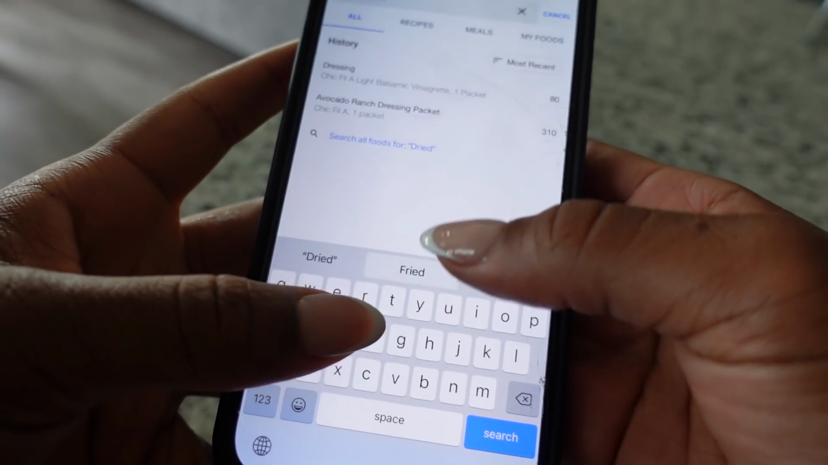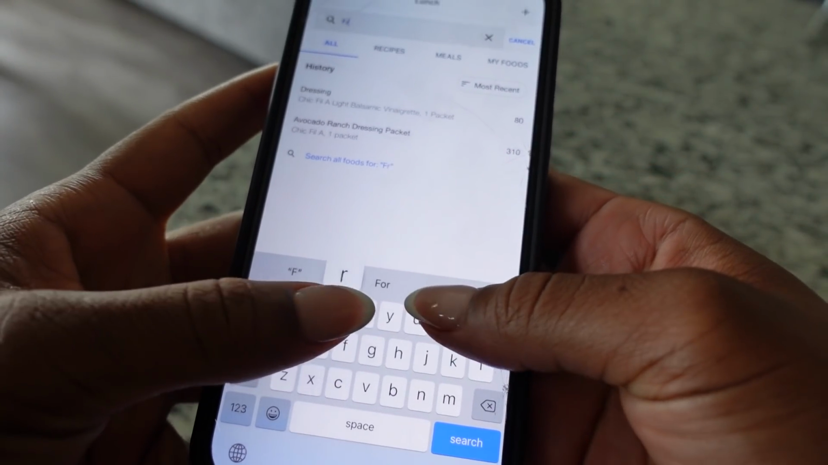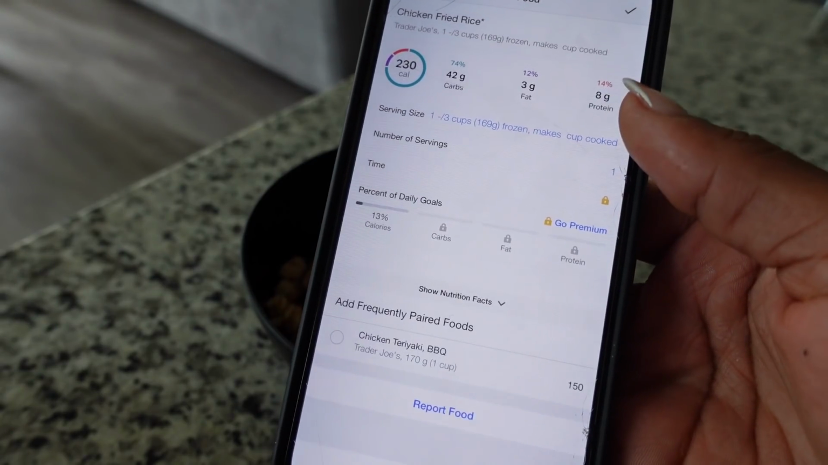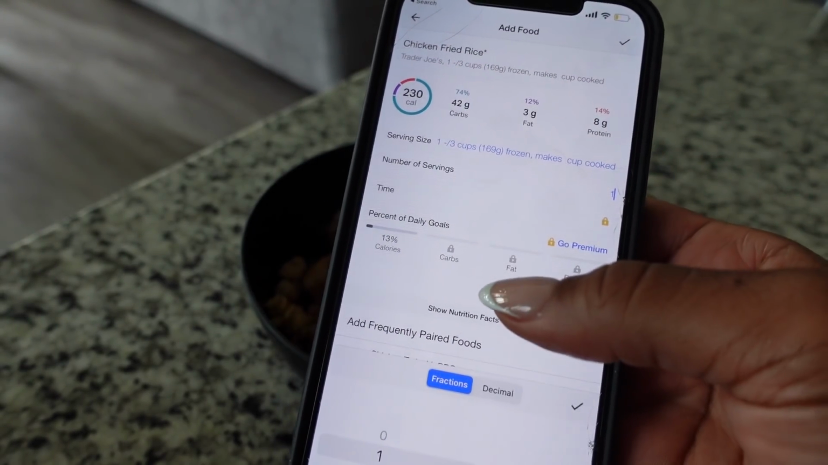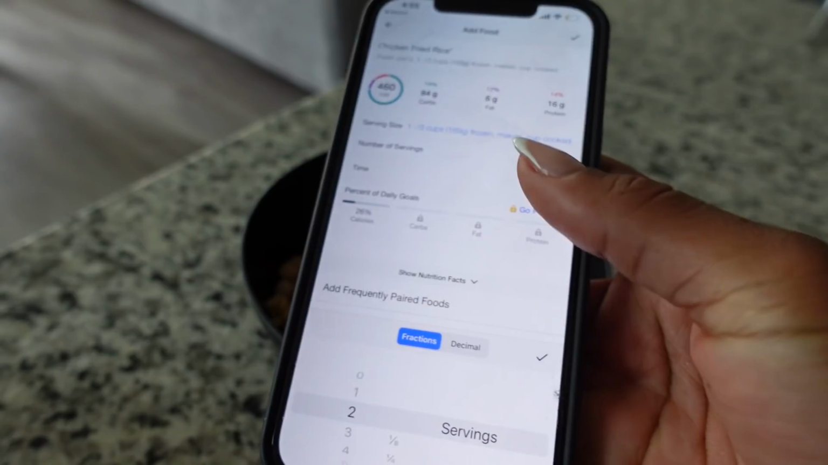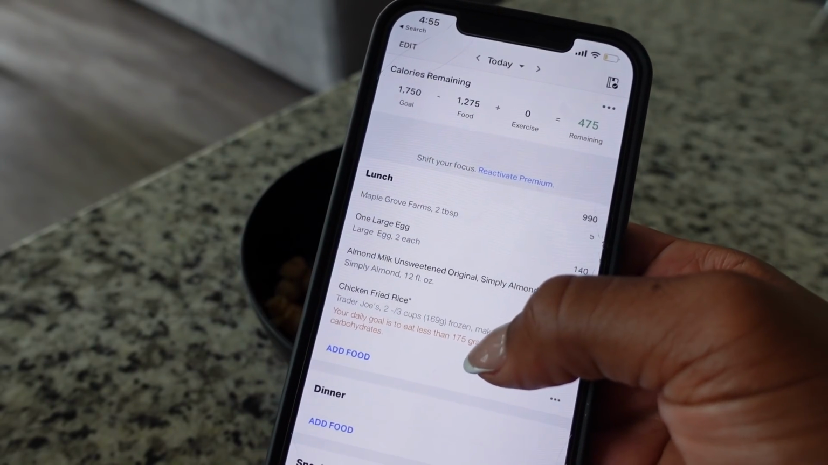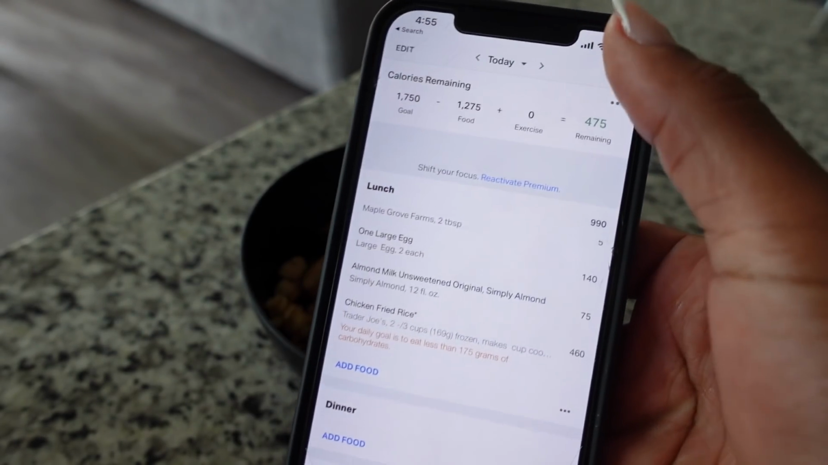Let's see, fried rice, and I had 2 portions of that. Whoa, that's a lot of carbs. I need to change that. It told me that I went over my carbs for today, but it's a high carb day. I just don't know it yet.